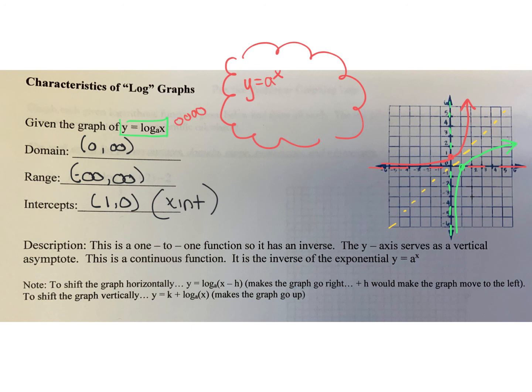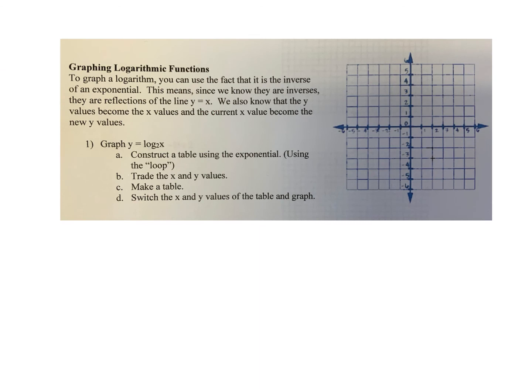So this is a one-to-one function, so it has an inverse. And then the same transformations that we had before still are going to apply, just like they did with the exponentials. So let's go ahead and try to make a log graph from scratch. We're going to do some clear-cut steps, and maybe it'll help us out. So you have y equals log base 2 of x.